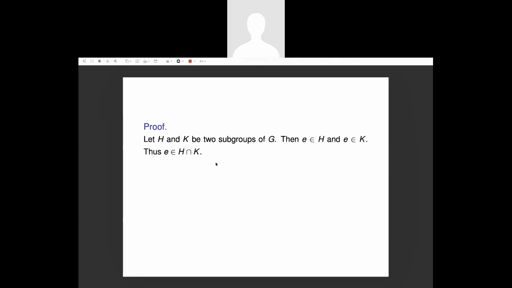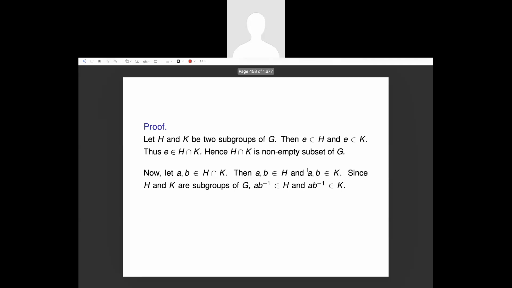That means H intersection K is clearly non-empty, since at least one element belongs to it. Then we take any two elements a and b of H intersection K. So a and b are elements of H, and a and b are elements of K. Since H is a subgroup of G, a b inverse is an element of H. Since K is also a subgroup, a b inverse is an element of K. Then we can say that a b inverse is an element of H intersection K.